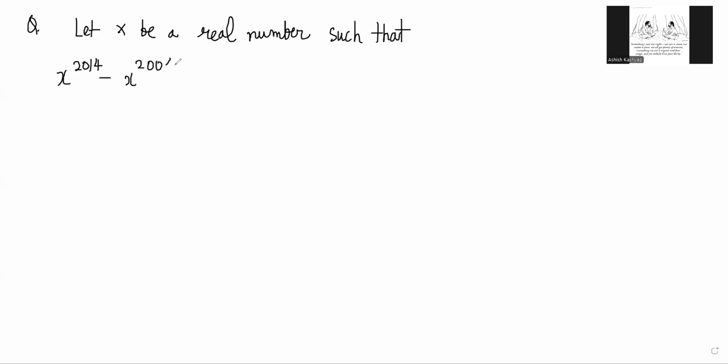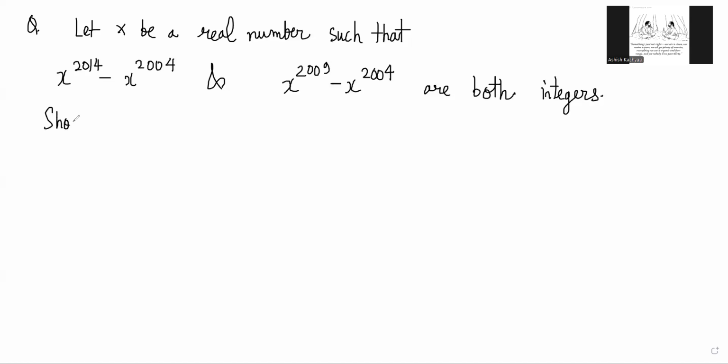The next one is this: let x be a real number such that x to the power 2014 minus x to the power 2004 and x to the power 2009 minus x to the power 2004 are both integers. Show that x is an integer.